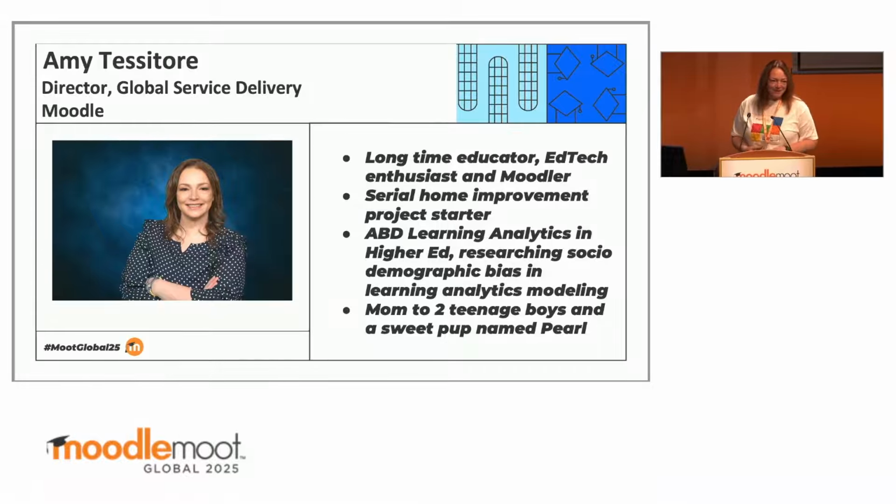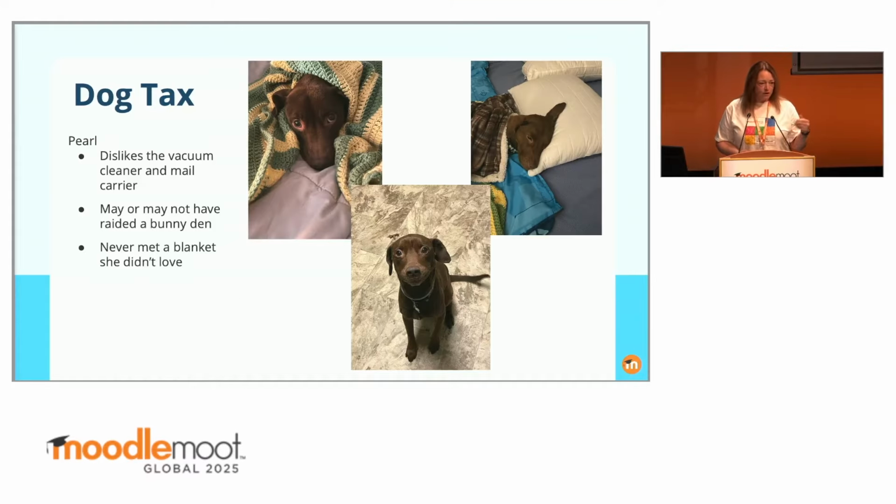I've been studying my doctorate and writing my doctorate for a couple years now, focusing in researching of socio-demographic bias and learning analytics modeling. And I'm a mom to 2 teenage boys and a sweet dog named Pearl, which means I have to pay the dog tax, and this is Pearl. Pearl dislikes the vacuum cleaner and the postman, but she loves everyone else. She did once raid a bunny den when I was on a call with the CEO. That was traumatic for everyone. And she's never met a blanket she didn't love, so she's very sweet and very sad that I'm here, but we love her very much.